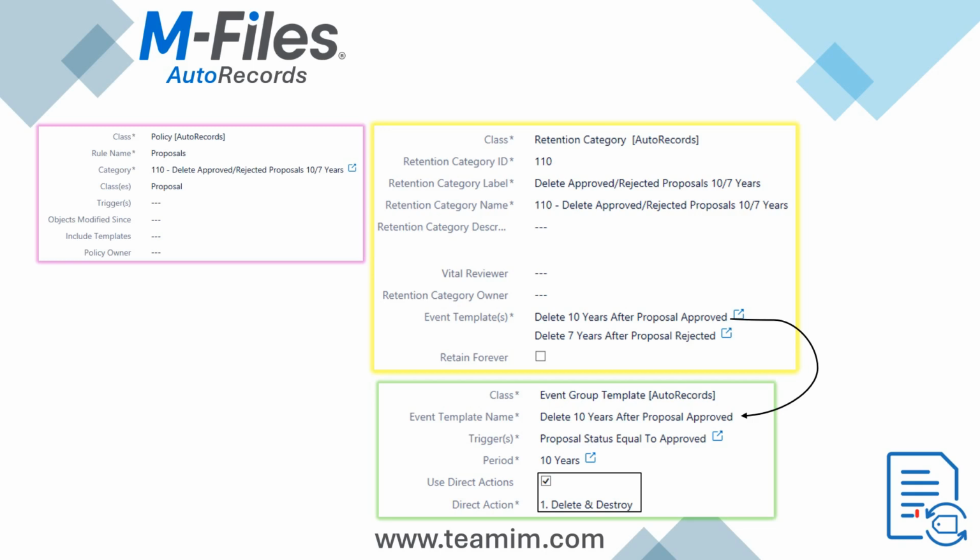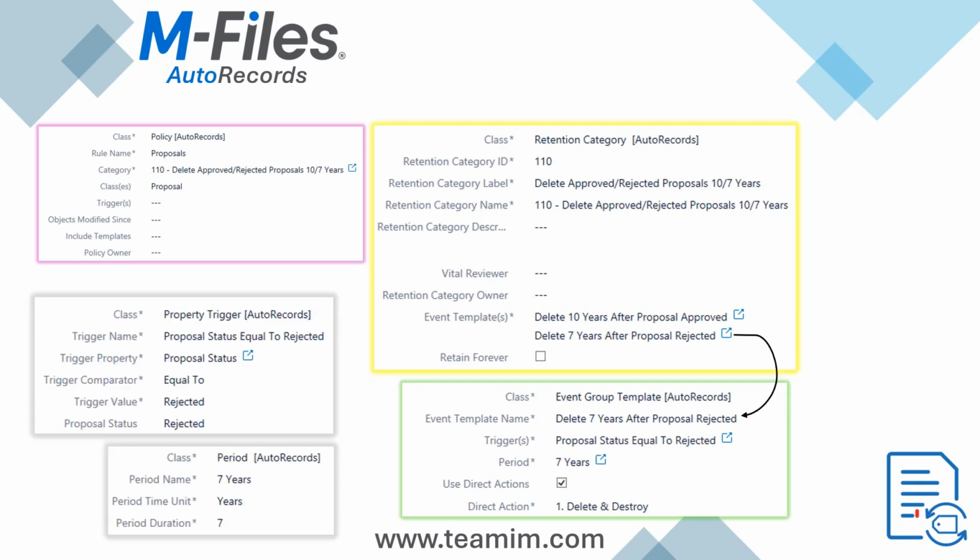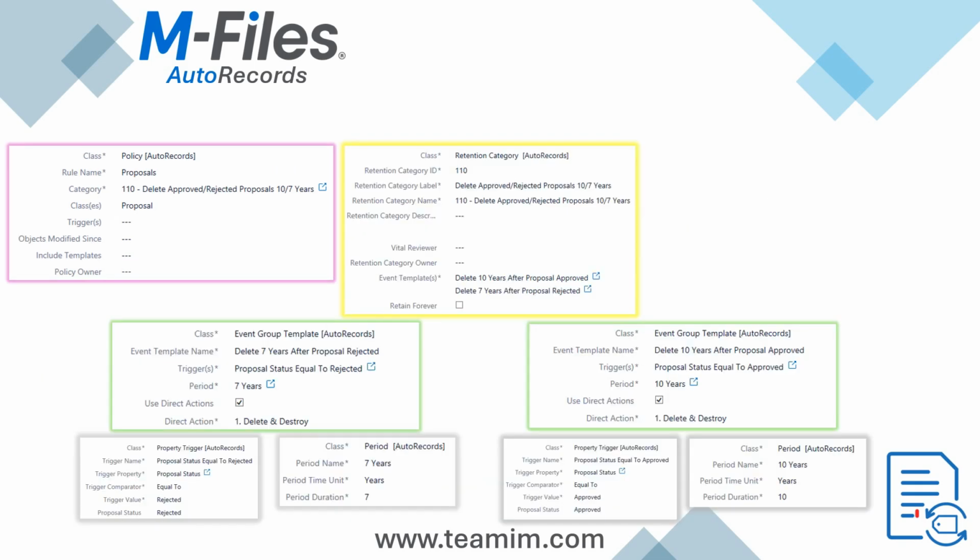In this case, we've added a property for proposal status, which we use to drive retention and help insulate our retention policy from being inadvertently affected as workflow changes are made in the future. Once the 10-year event group template is set up, we set up another event group template to delete rejected proposals after 7 years in the exact same way. In this case, our trigger will be that the proposal status is equal to rejected, and the period will be 7 years. With that, our configuration is complete.